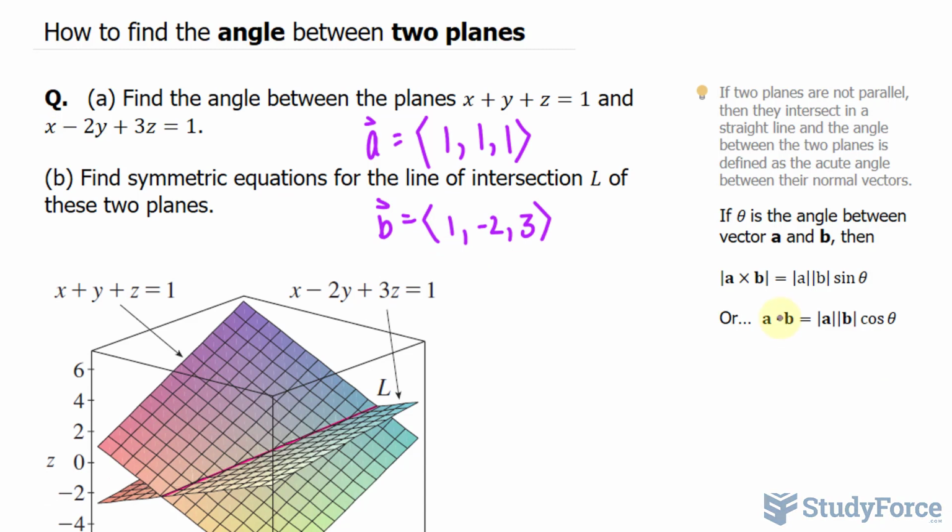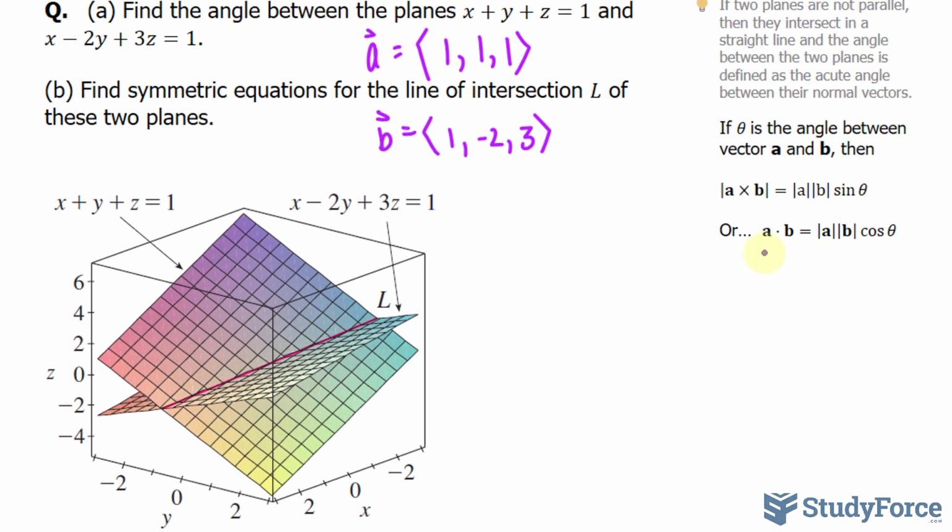Next, we decided to use this formula, and that tells us that we have to find the dot product of A and B, and that can be done by multiplying the corresponding components. So 1 times 1, that's 1, plus 1 times -2, that's -2, plus 1 times 3, that's 3. This will equal positive 2. So that's the left side of the equation.